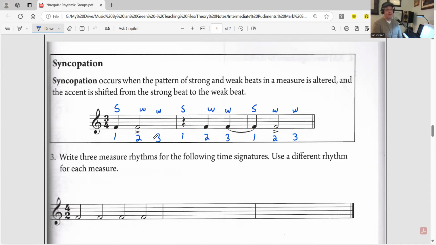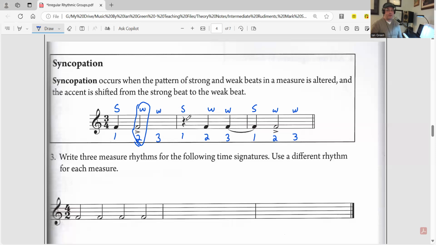Now, syncopation, as described in the definition, is when the accent is shifted from the strong beat, 1, 2, 3, 1, 2, 3, to something else. 1, 2, 3, 1, 2, 3. So here in this example, the counting is fine, but the emphasis is on the weak beat because of the accented note.